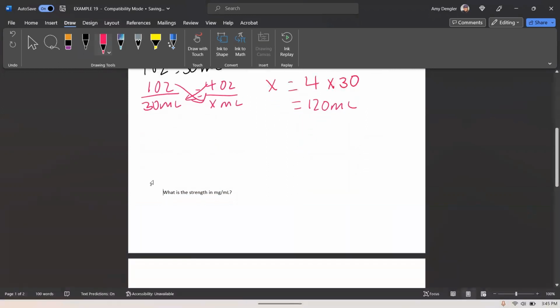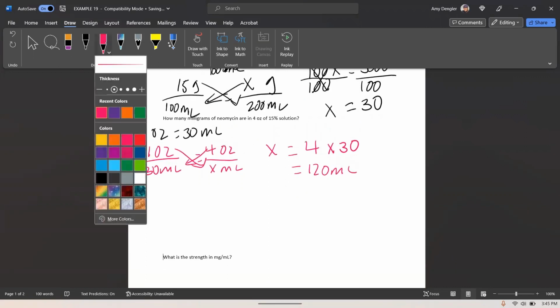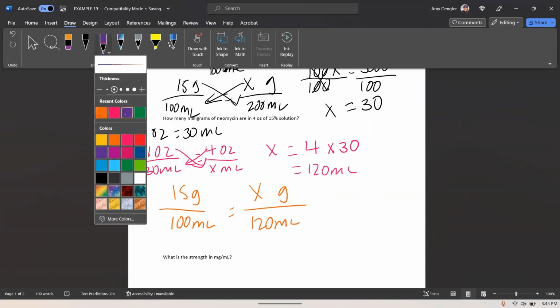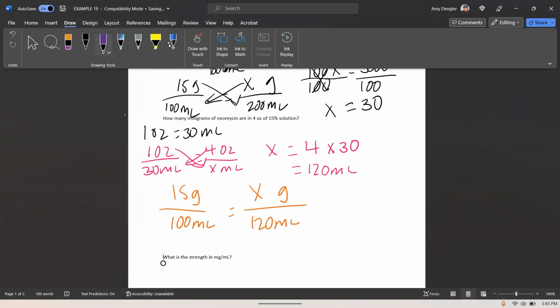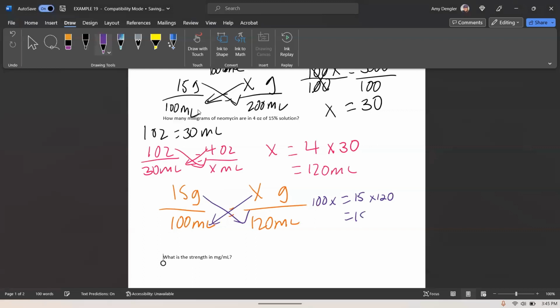So now we can use that to figure out our answer. So we're gonna do just like we did in the above one. On one side is gonna be the strength of the neomycin, which is 15 grams over 100 ml. And now we want to make 120 ml. How many grams do we need? Now just pay attention to the fact that this is only slightly more than what the original amount is. So our answer should only be slightly more as well. So we have 100x is equal to 15 times 120. So 120 times 15 is 1,800.